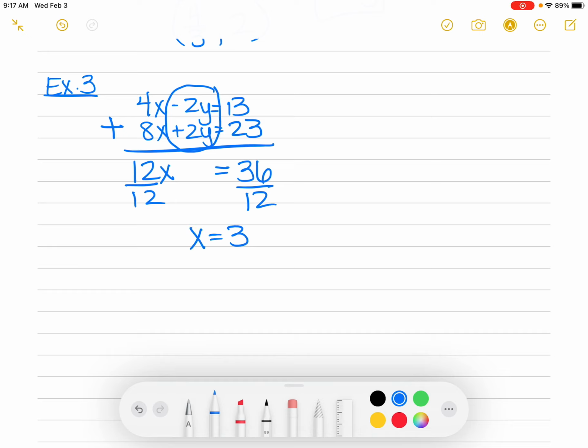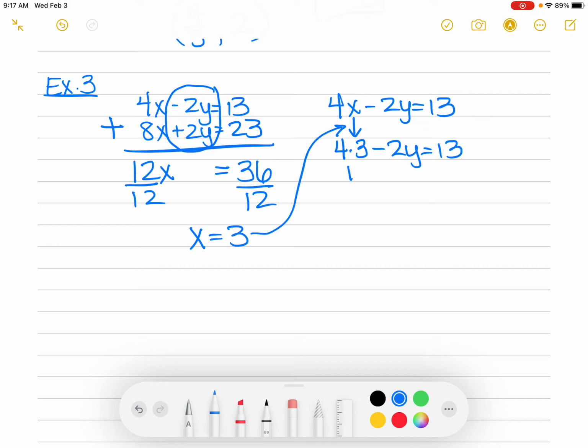Okay, and now I'm going to figure out what y is. So I'm going to go back up to this first one. I always rewrite it, and that's for your notes purposes so that you can see what I'm doing. So now I'm going to substitute in the 3, this 3, for the x. Okay, and now I'm going to solve this problem. So I get 12 minus 2y equals 13.